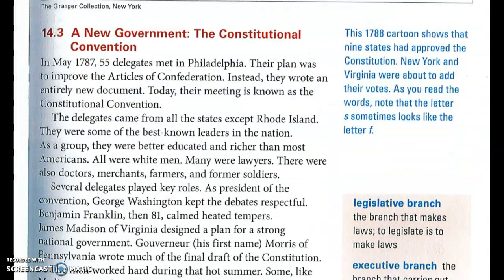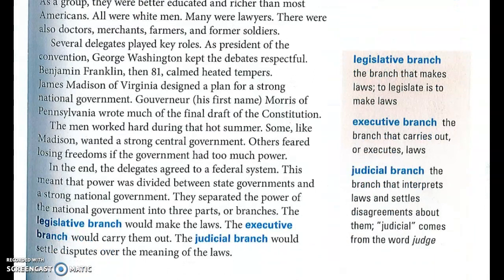All right. And then we have some vocabulary here to the right. We have legislative branch, the branch that makes the laws. To legislate is to make laws. Executive branch, the branch that carries out or executes the laws. And the judicial branch, the branch that interprets laws and settles disagreements about them. Judicial comes from the word judge.